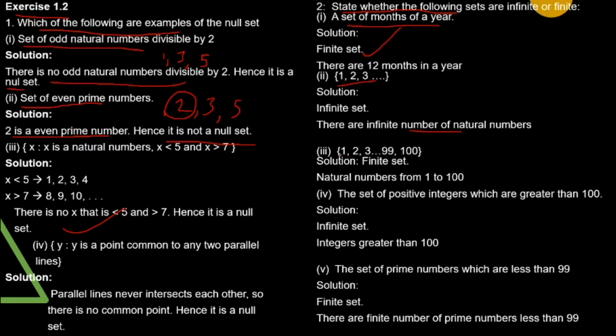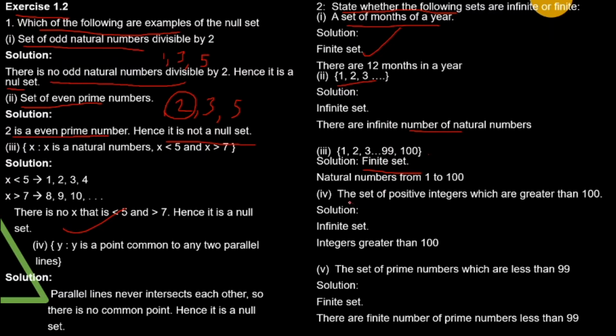Here we have 1, 2, 3. The third sub question. 99, 100. It stops, right? After 100, there is no number. So, the number is between 1 and 100. So, it's limited. The number of elements is 100, right? Here in this set, we call it a finite set. Fine. Okay, I hope you all understood this, right?